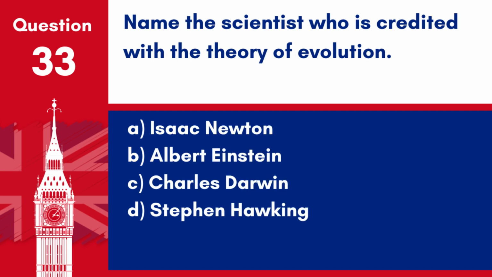Question 33. Name the scientist who is credited with the theory of evolution. A. Isaac Newton. B. Albert Einstein. C. Charles Darwin. D. Stephen Hawking. Answer C. Charles Darwin. Charles Darwin is credited with developing the theory of evolution by natural selection, detailed in his book On the Origin of Species.